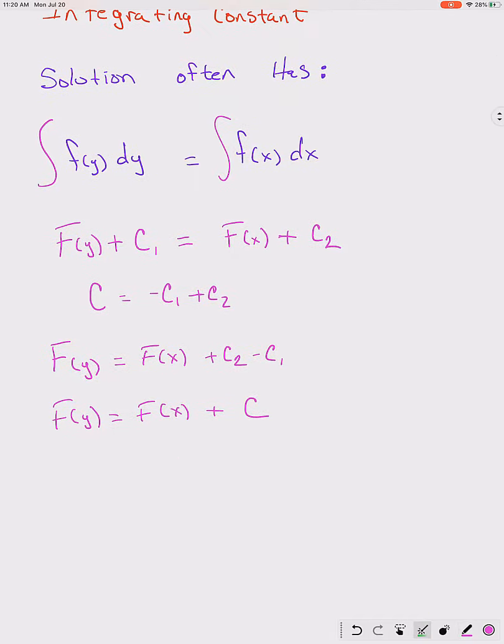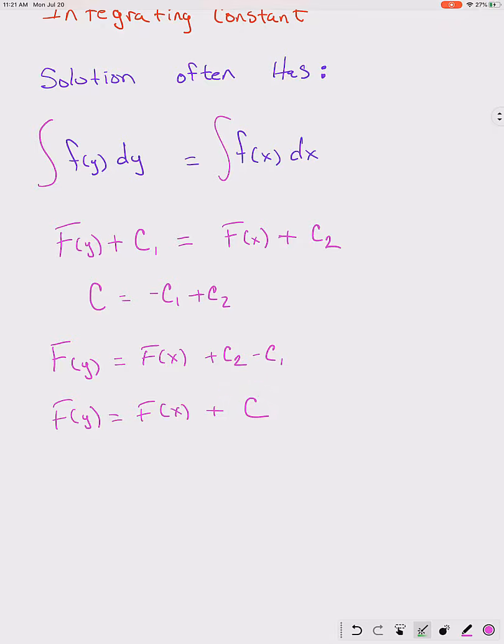Now, for the most part, we don't bother writing out each of these steps. We just solve the differential equation with our antiderivatives, the capital F's, and we're finished. We pick one side or the other. I tend to do it on the right side, and I write a capital C for the integrating constant.